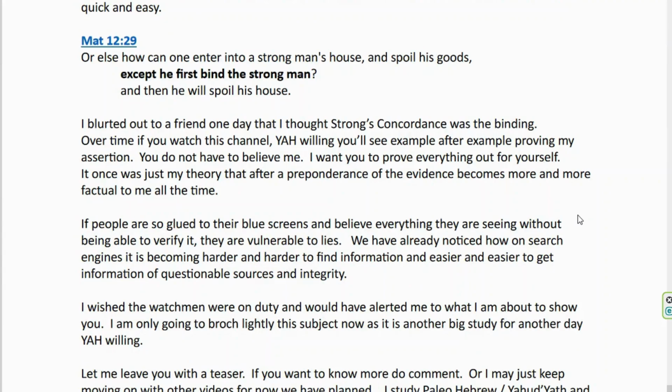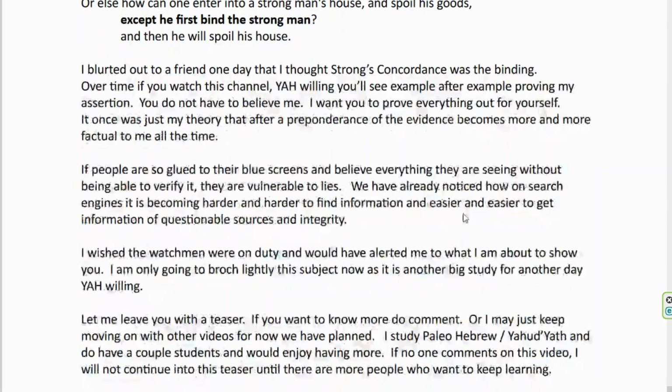Matthew 12:29. Or else how can one enter into a strong man's house and spoil his goods, except he first bind the strong man, and then he will spoil his house? Not thinking one day, I blurted out to a friend, I thought that Strong's Concordance was the binding of the strong man. Over time, if you watch this channel, Yah willing, you'll see example after example proving my assertion. You do not have to believe me. I want you to prove everything out for yourself. It once was just my theory, but after a preponderance of the evidence that I have found, it becomes more and more factual to me all the time.